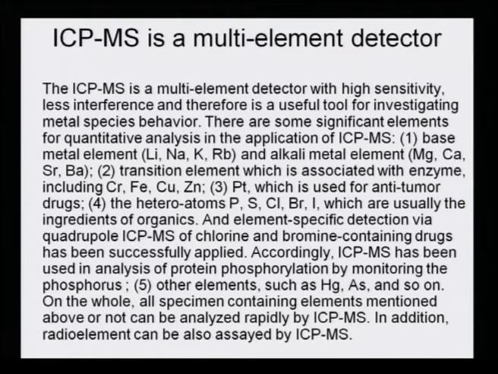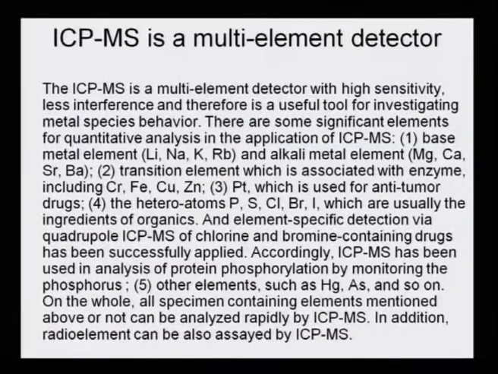Accordingly, ICP-MS has been used in analysis of protein phosphorylation by monitoring the phosphorus, and other elements such as mercury, arsenic and so on. So, there can be very specific methods by which specific elements like the protein phosphorylation can be monitored, and even the analysis of trace quantities of mercury and arsenic can also be detected by ICP-MS.